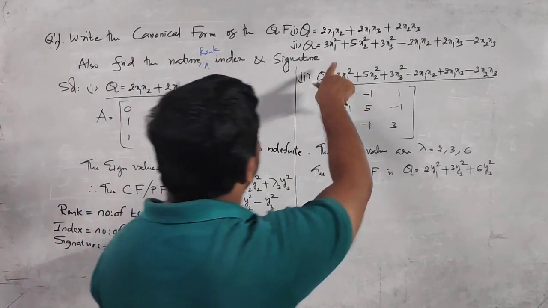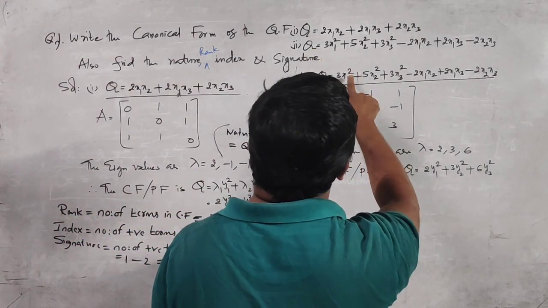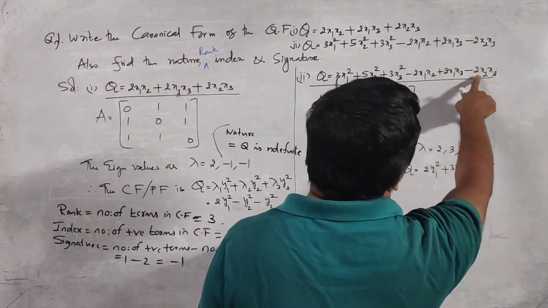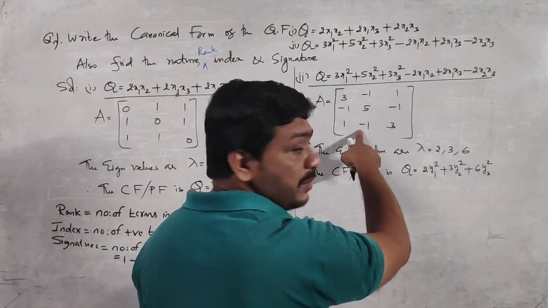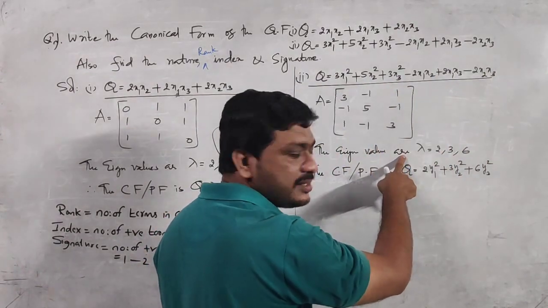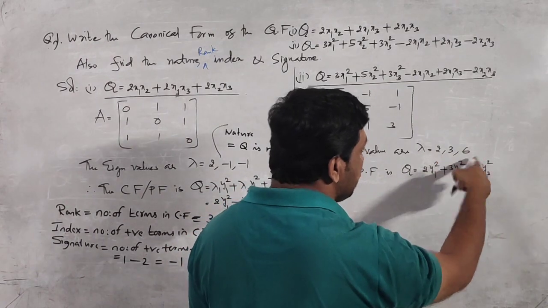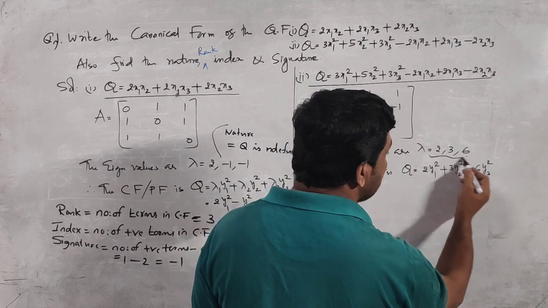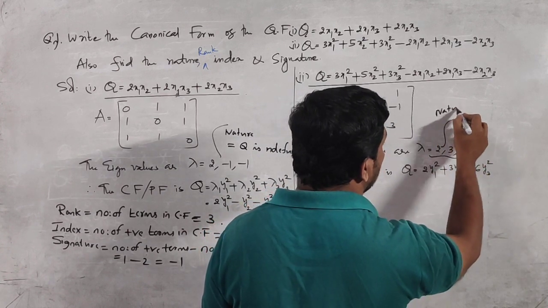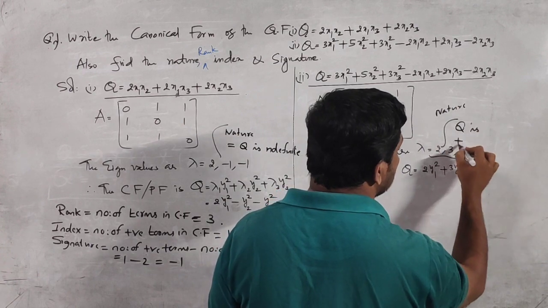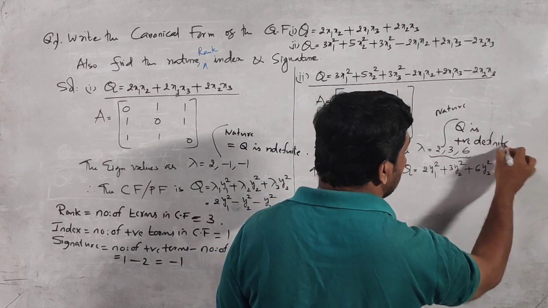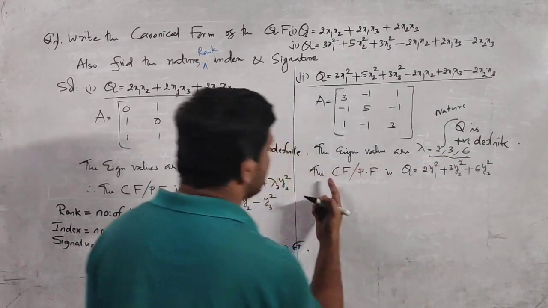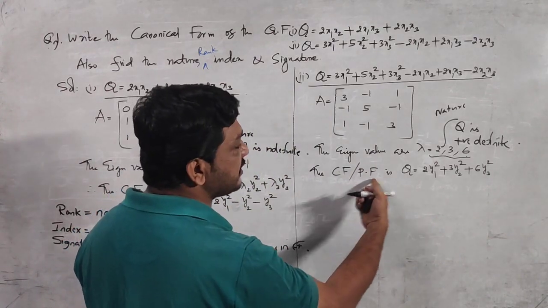Look at the second example. Q = 3x1² + 5x2² + 3x3² − 2x1x2 + 2x1x3 − 2x2x3. So you know the way of writing the matrix and you know the computation of eigenvalues. Here we get the eigenvalues 2, 3, 6. So what is the nature? Nature is very simple. Since all the eigenvalues are positive numbers, Q is positive definite. The nature of the quadratic form is positive definite.